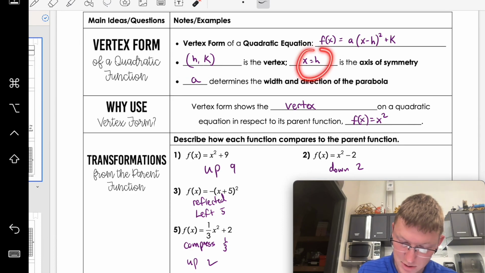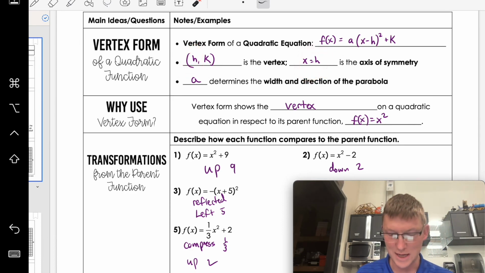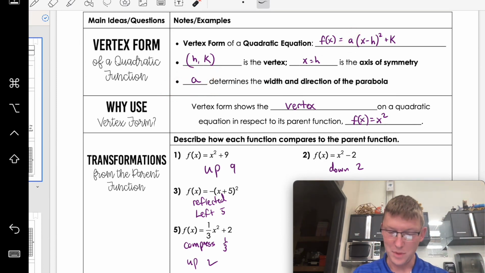Our axis of symmetry, I always view it as just the x value of the vertex, but yeah, it's also h. And the width and direction of the parabola is determined by a. If that a is negative, it's going to be flipped down. And whether it gets compressed or stretched, that a number is going to determine that.